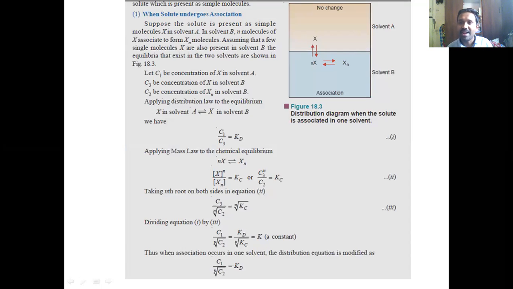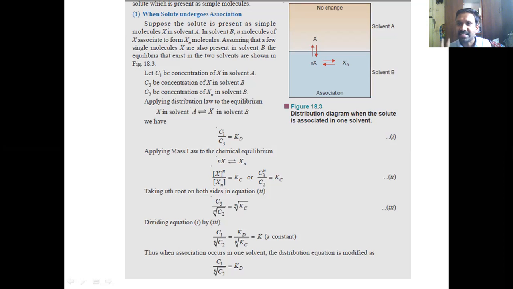Okay, so now let us give this correction to the first case. What if X aggregates or associates in one of the solvents? So the picture here is solvent A and solvent B. X is aggregating or associating in solvent B. Okay, so what are the concentrations now?